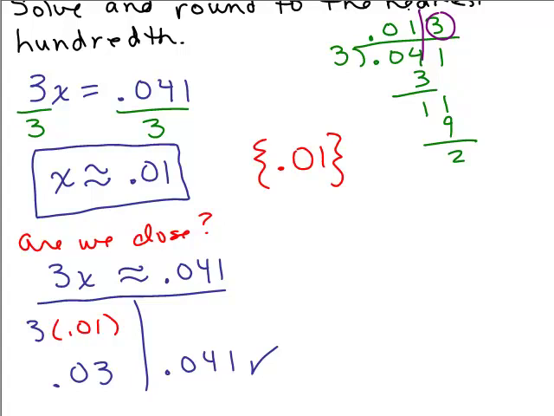You could also do these problems with a calculator. Put in your calculator 0.041 divided by 3 and round. But it depends if you're allowed to use a calculator or not.